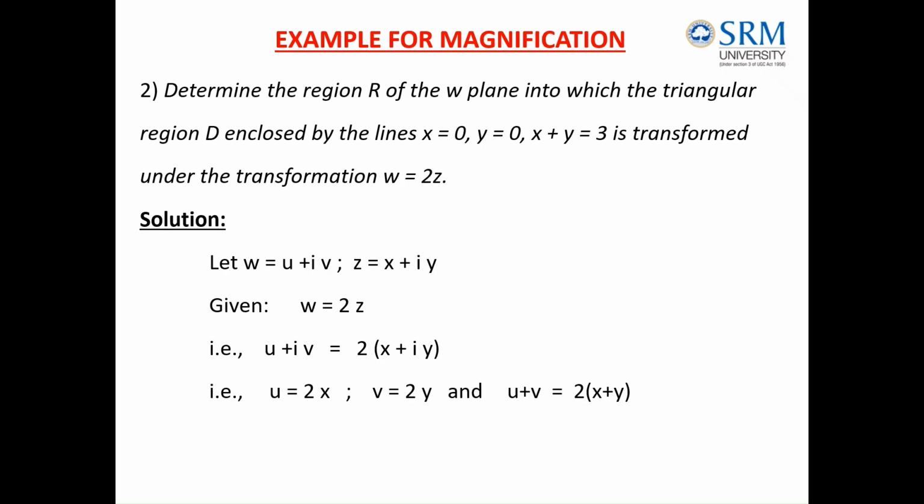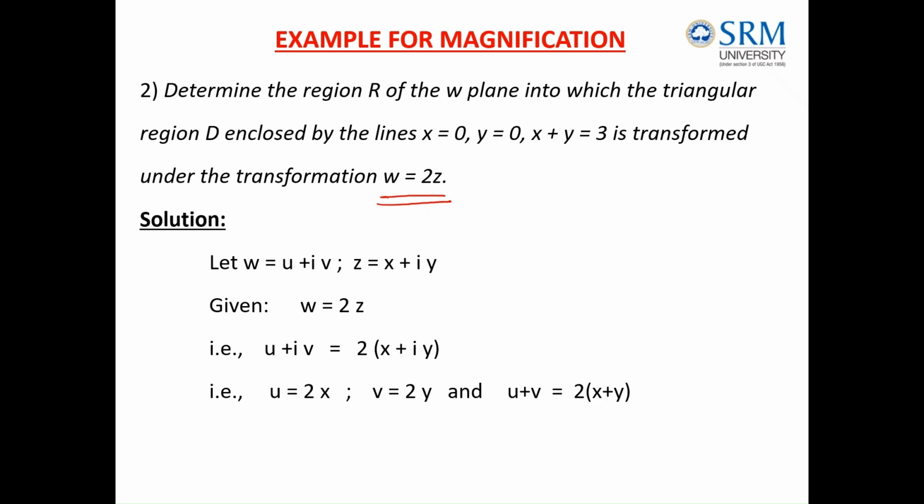We will take an example and understand this transformation w equal to 2z. From this transformation, you can easily understand the coefficient of z is 2, which is a real number. So we are going to get a 2 times magnified image. So let us see the example.